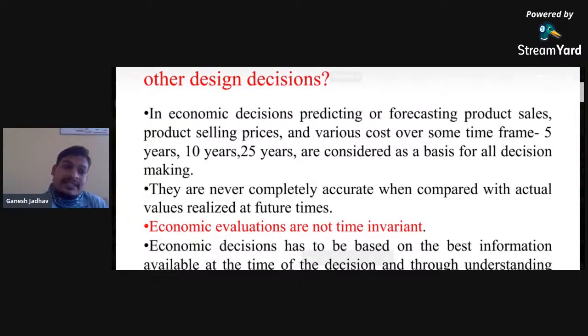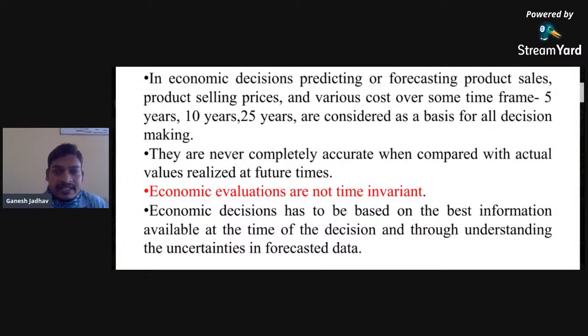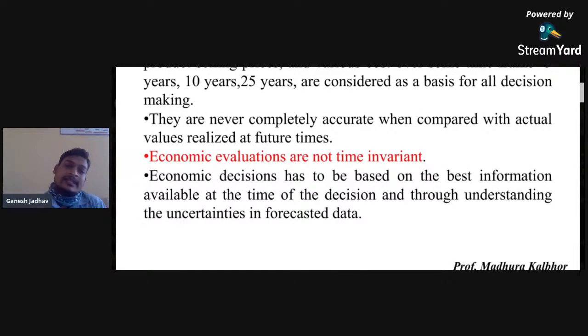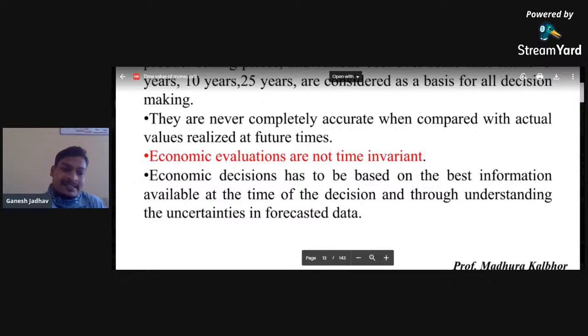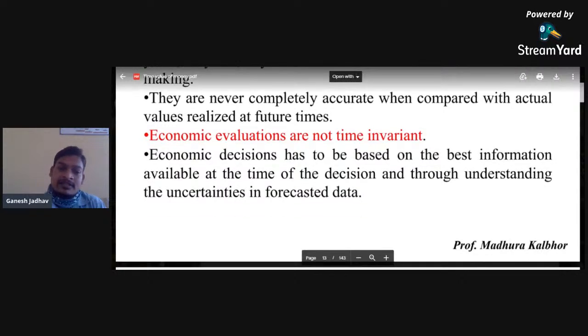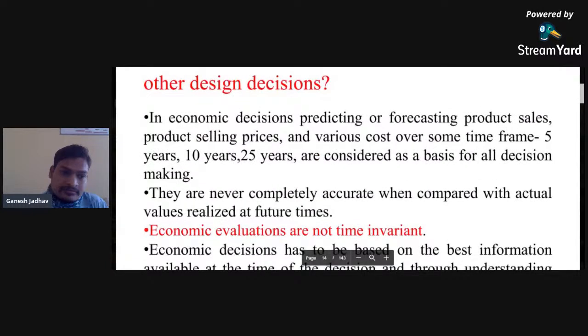Then another one, they are never completely accurate when compared with the actual value realized at the future time. So economic evaluations are not time invariant. Economic decision has to be based on the best information available at the time of the decision and through understanding the uncertainty of the forecasted data. So this is the decision between the rational decision.